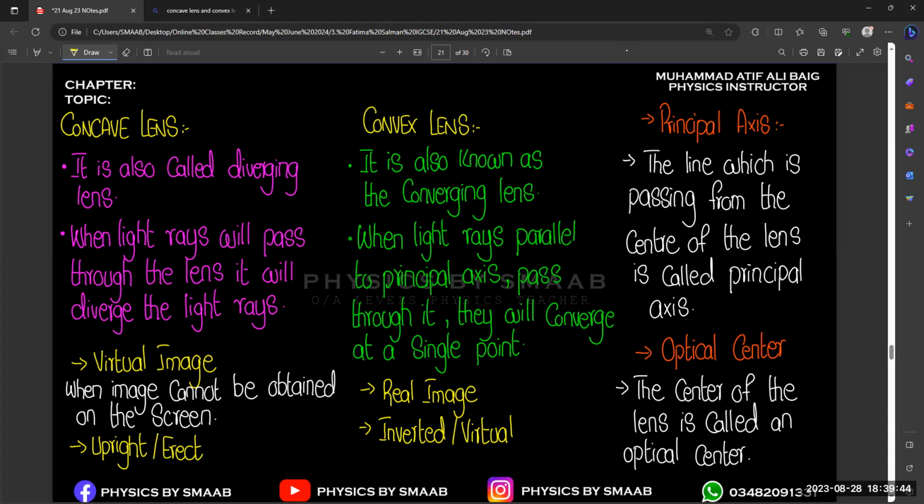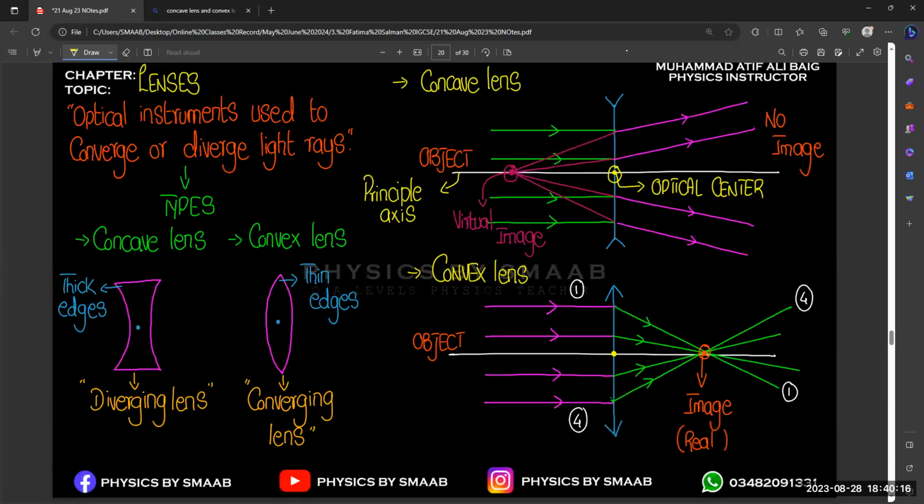Clear? So this is the concept, and this is the difference between concave lens and convex lens. We also discussed the components of principal axis and optical center. Plus, we also discussed the concept of real image and virtual image. And we also observed that in a convex lens, your image will be inverted and real, and in a concave lens, your image will be upright or erect, right? Any confusion?